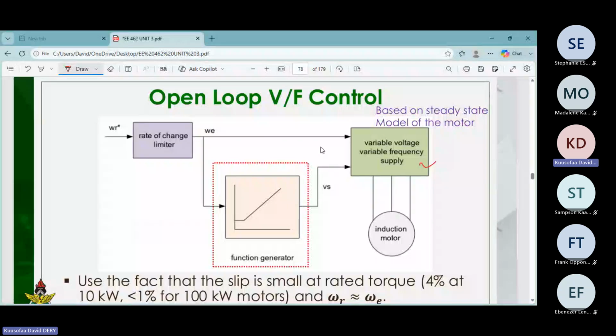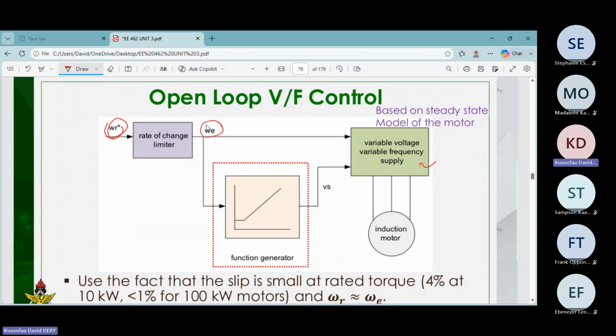You have a rectifier connected to an inverter to get variable voltage and variable speed. That is connected to an induction motor, and we now have to give our reference for speed. When we give our reference speed, this is the reference you want. It will go through a rate of change speed limiter and give us the speed that we want.